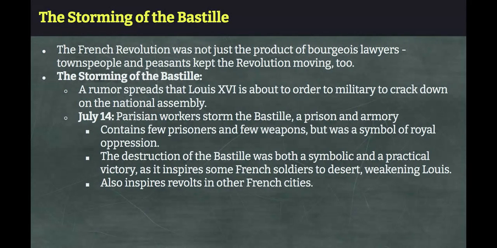So what the workers are trying to do is liberate the prisoners and gain access to weapons. Once they storm the Bastille, they tear it down brick by brick, but they find that there's not really a lot of prisoners there, and there's also not really a lot of weapons. So it's not really a big practical success for them. They don't really get any weapons. They don't free a lot of prisoners. But it's a really important symbolic victory, because the Bastille was a symbol of the oppression of King Louis XVI. And not only is this a big symbolic victory, right, but it inspires workers in other towns. And so the revolution begins to spread outside of Paris and the surrounding regions.